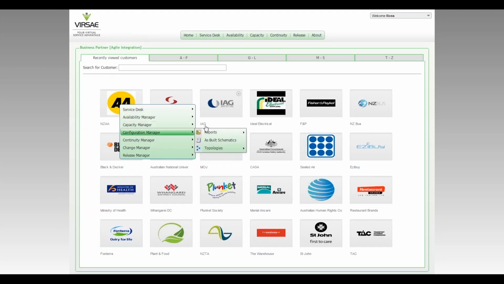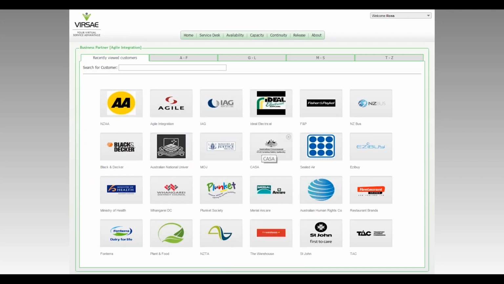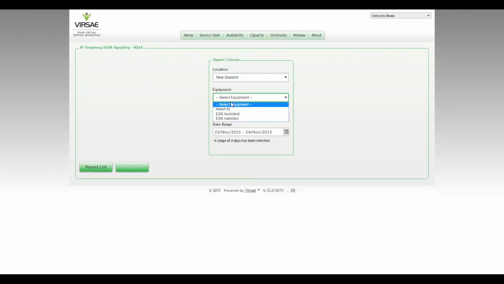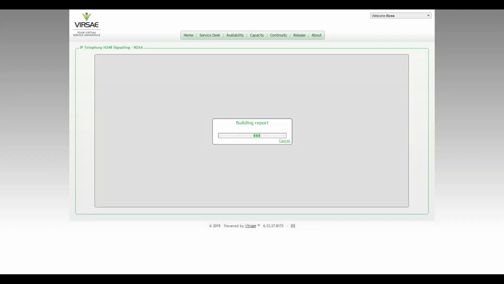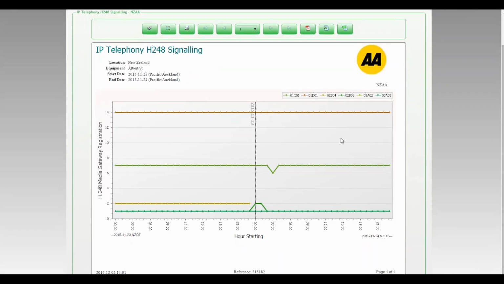If we jump into Capacity Manager and have a look at the H248 signalling report there as far as capacity goes, this is going to show us what the loading on the media gateway controllers was. What we see typically is if the H248 timeout messages are bad enough, the media gateways concerned will start looking at their media gateway controller list and find alternate media gateway controllers off that list. So you can see here this yellow one, which is 02B04.